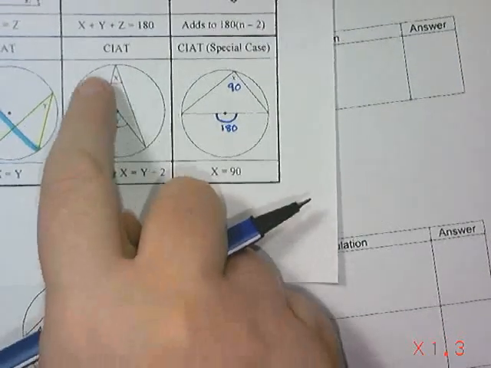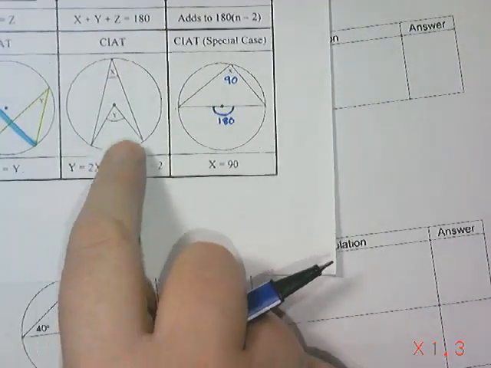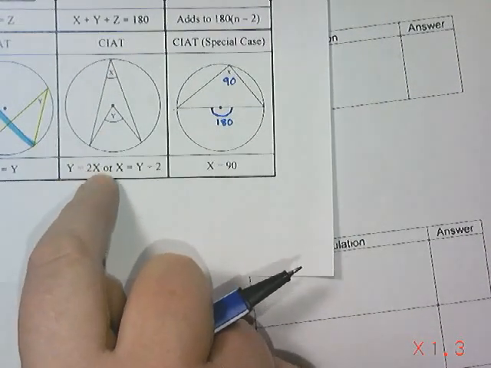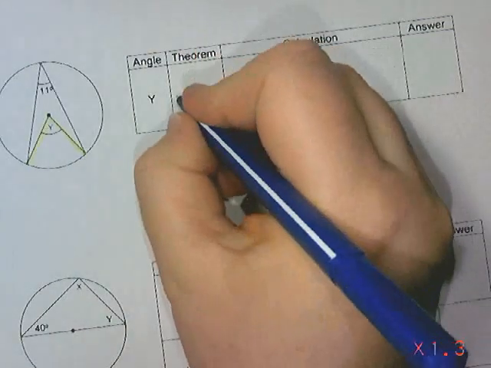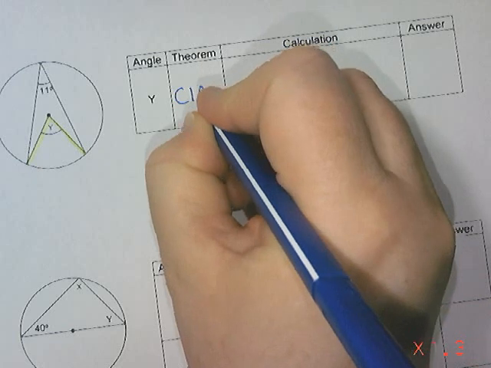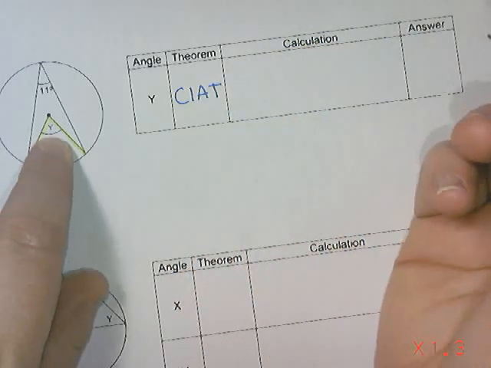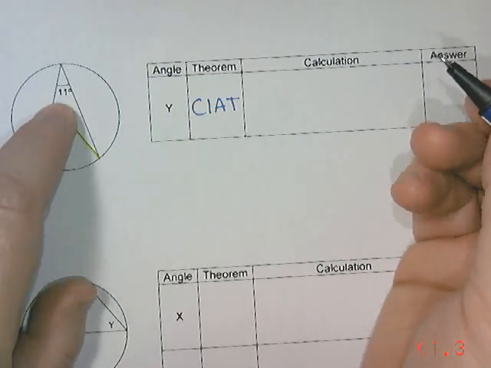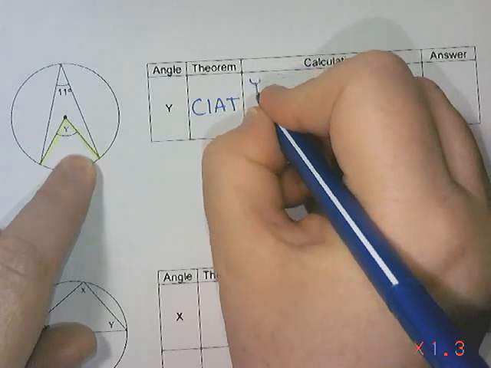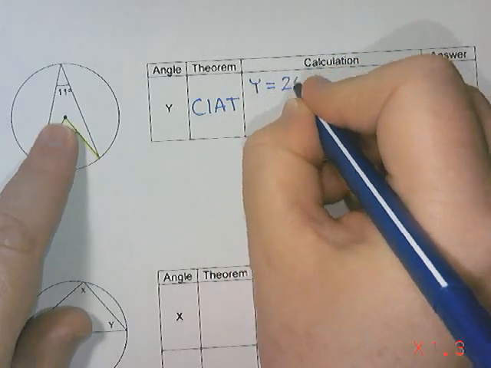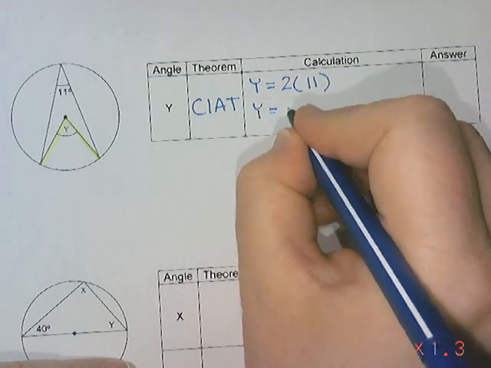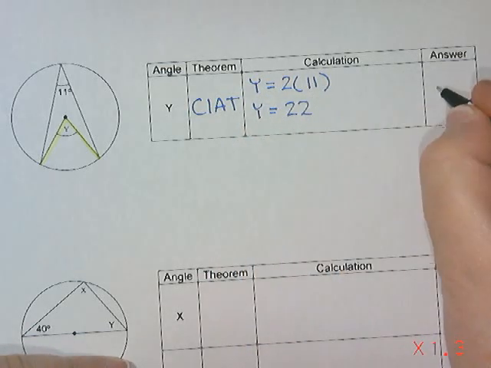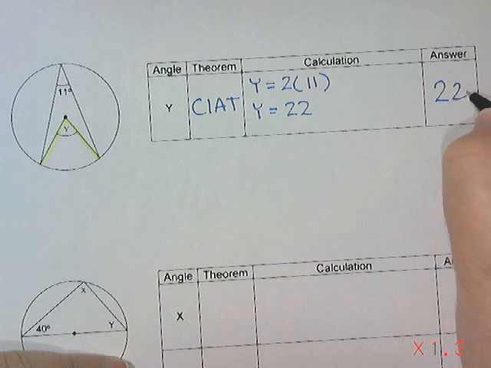No. Right? The theorem we're using is this one, the central and inscribed angle theorem, that says y is double x, or that x is half of y. So I am using the central inscribed angle theorem. And y is going to be double x. So y is going to equal 2 times 11. 2 times 11 is 22. So it is going to be 22 degrees.